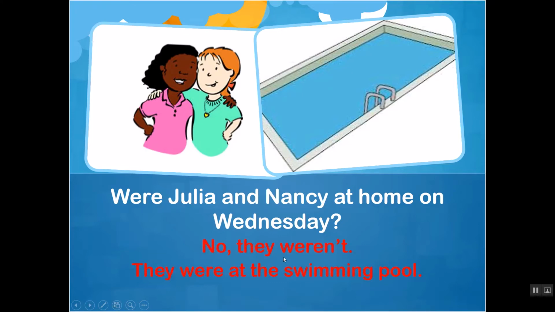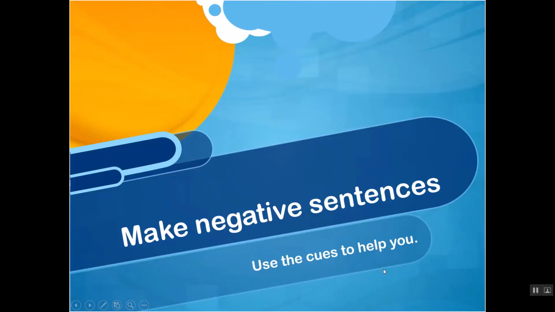No, they weren't. They were at the swimming pool. So you're going to use were because it's Julia and Nancy, they. All right, so now we're going to make negative sentences.